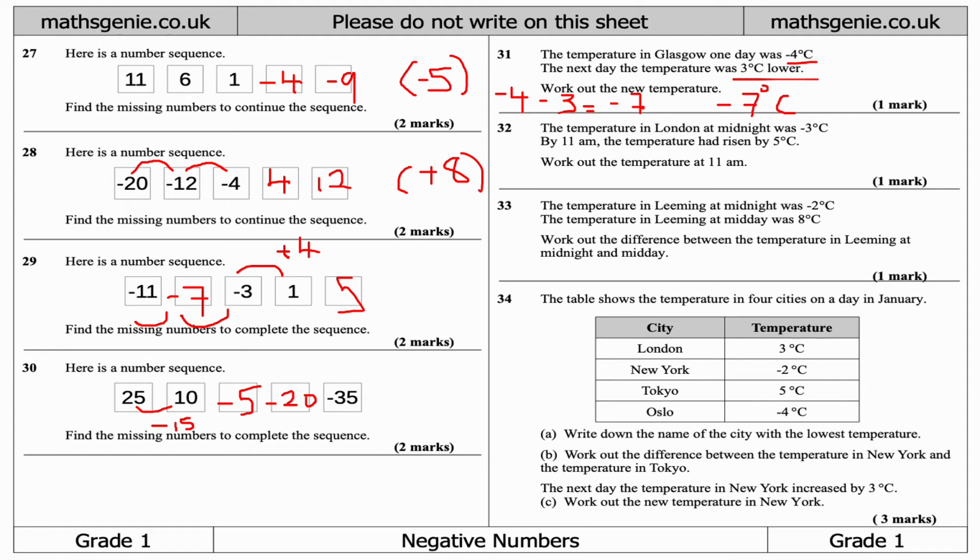Okay, question number 32. The temperature in London at midnight was minus 3 degrees Celsius. By 11 a.m. the temperature had risen by 5 degrees. Work out the temperature at 11 a.m. So it's minus 3 plus 5, or I could say 5 minus 3. Either way is actually the same sum. Which you know that the answer is 2 degrees. So minus 3 plus 5 is 2 degrees.